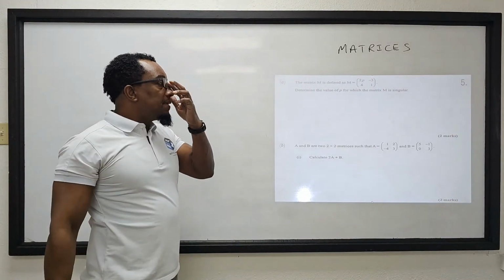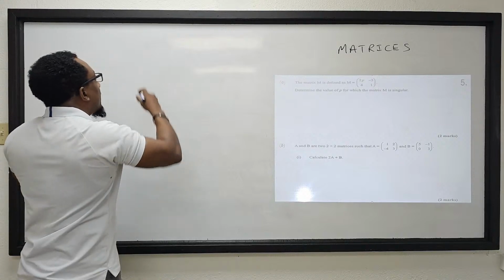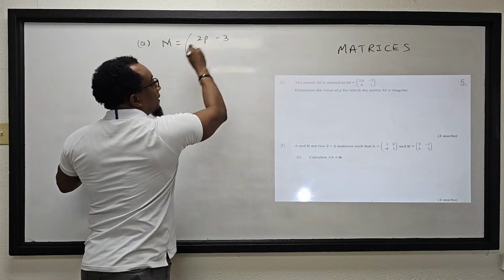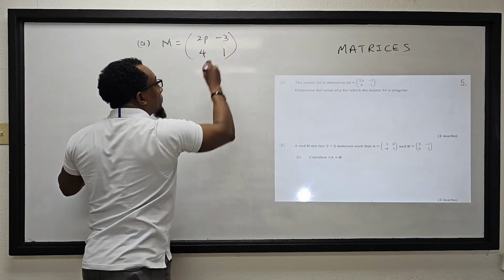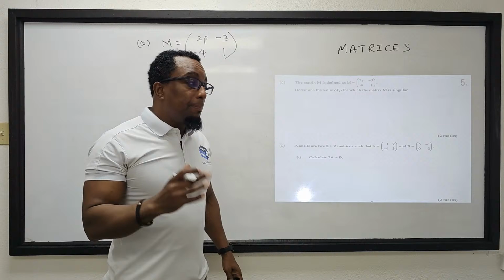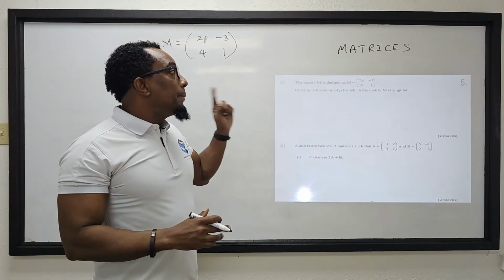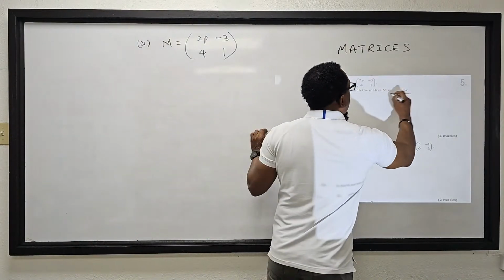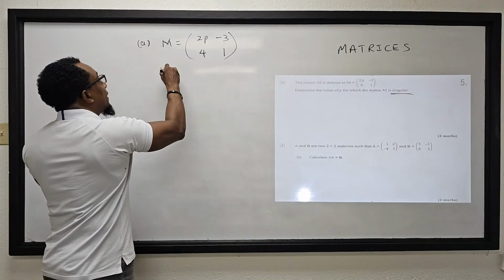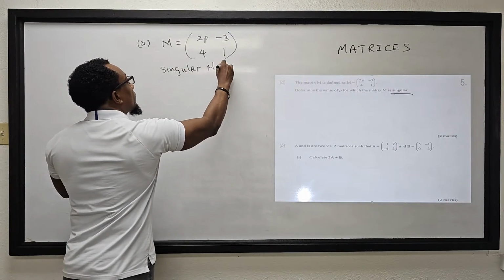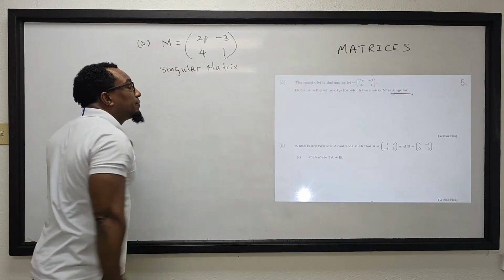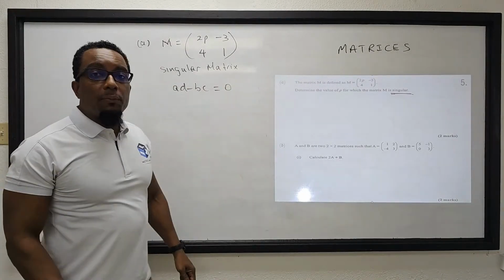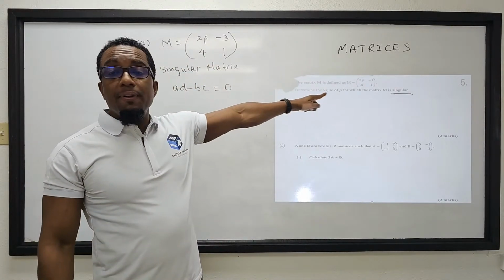Right, so we have this matrix M defined by 2p, negative 3, 4, and 1. And another, again, very important question. Determine the value of p for which the matrix M is singular. So keyword singular. So what do we know for a singular matrix? Very important to remember. For a singular matrix, the determinant ad minus bc is always equal to 0. Right? And in this question, I want you to find some unknown.